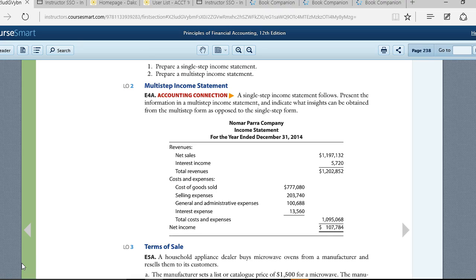It works, but the multi-step gives us a little more input, and that's why we're going to do it that way. So as you see here with our single-step income statement, it lumps together. The bottom numbers are all the same, but the multi-step gives us more detail. So what we're going to look at is the detail.